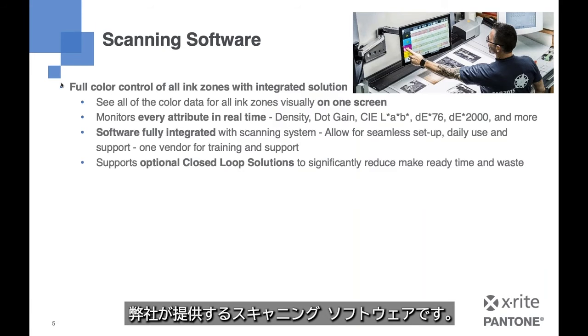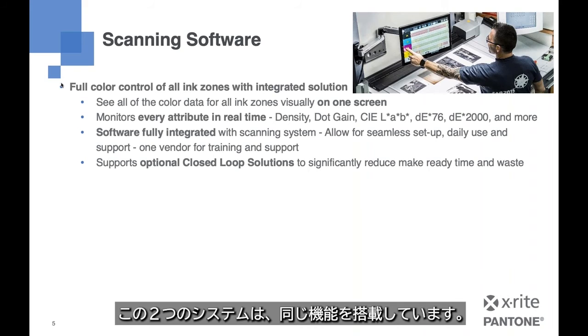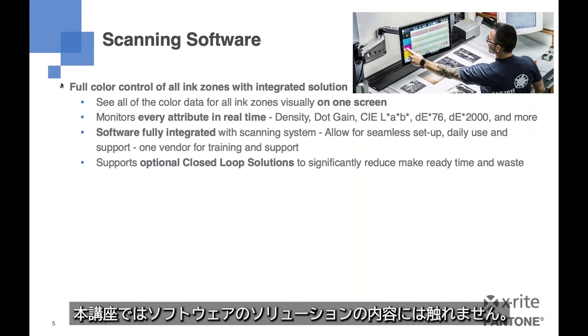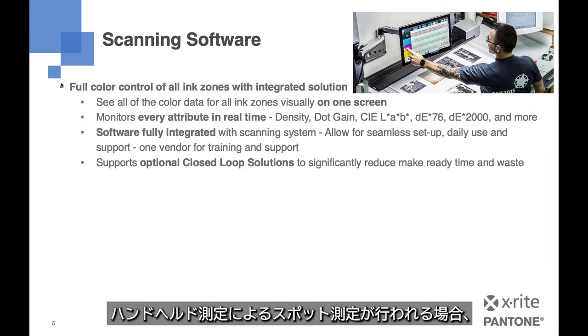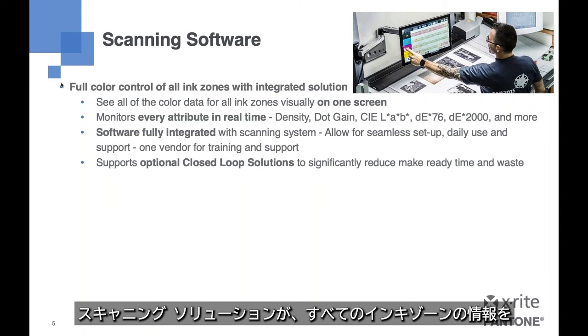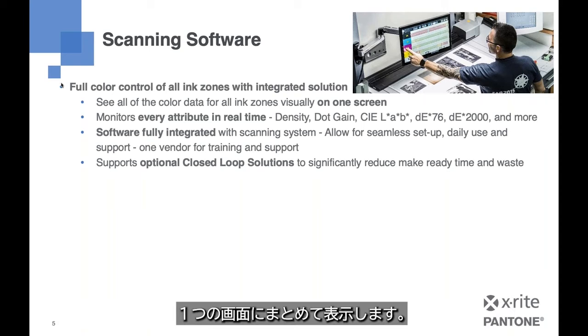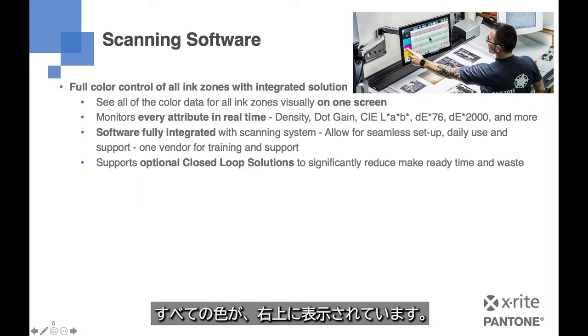The scanning software we provide with those two systems has the same feature set. So I don't speak separately about the software solutions here, as they have the same feature set for AutoScan, but also for the IntelliTrax. In difference, if you still do handheld spot measurements, with such a scanning solution you get all the information on one screen for all the ink zones, everything all together on one screen for all the colors.